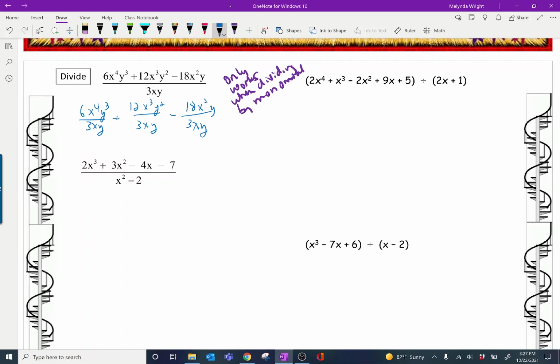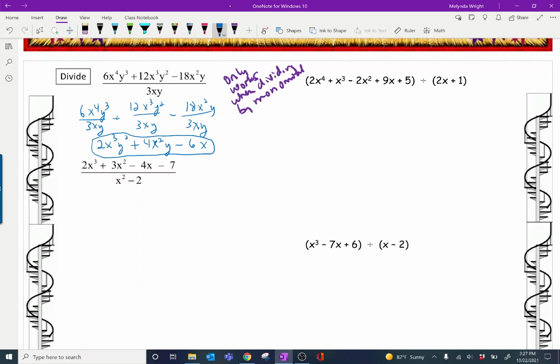So 6 divided by 3 is 2. X to the fourth divided by x would leave me x cubed. Y cubed divided by y is y squared. Okay, that was nice. We took care of that. Let's look at the second fraction. 12 divided by 3 is 4. X cubed divided by x squared is x, and then y squared over y is y. Very nice. Minus 18 divided by 3 is 6. X squared divided by x is x. And the y divided by y is 1. So that leaves me with this answer.